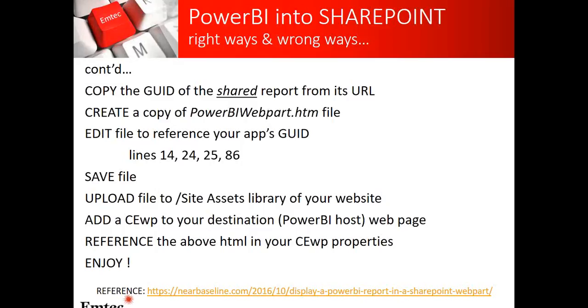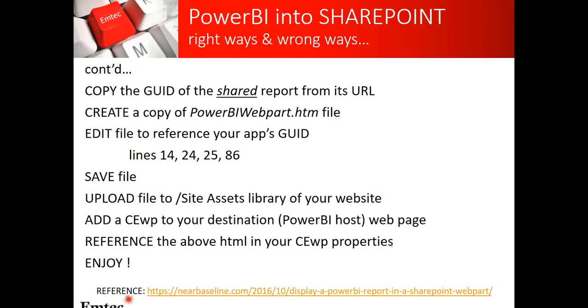So actually really quite straightforward. You're going to save that file. You're going to upload that file to the site assets library of your website where you're going to put this content editor web part. You're then going to add a content editor web part onto that web page where you want this Power BI object to show up, and you're simply going to reference the above HTML file in the CEWP, the content editor web part properties, and voila, that Power BI object will actually show up.